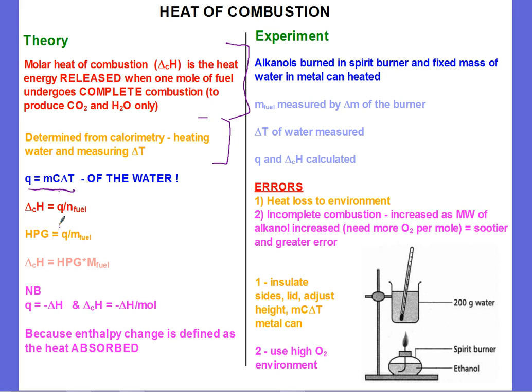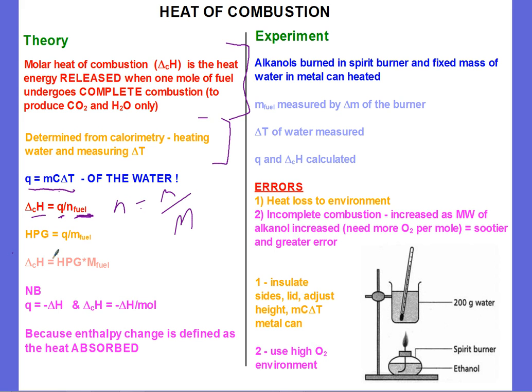You can then calculate molar heat of combustion. Molar heat of combustion is the heat released divided by the moles of fuel you burned. Obviously, if you didn't calculate the moles directly, you've got to calculate the moles, and you calculate moles from the mass. Moles of fuel is the mass of fuel divided by the molar mass of fuel.